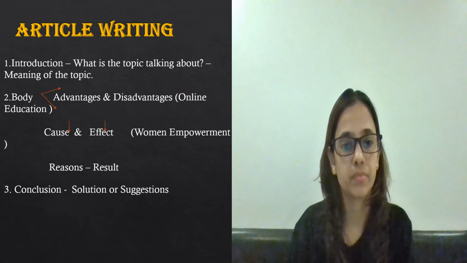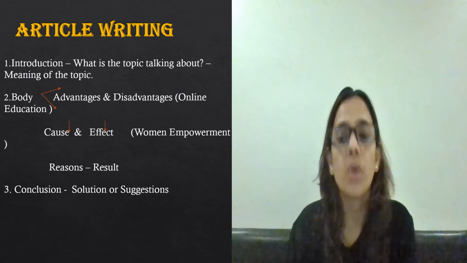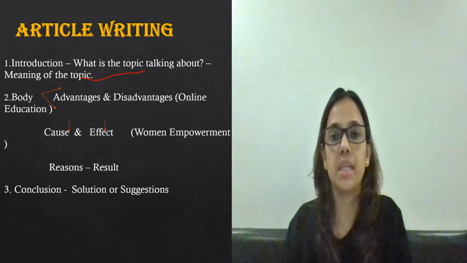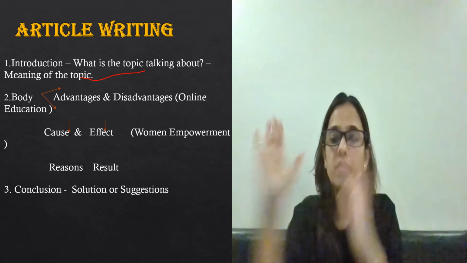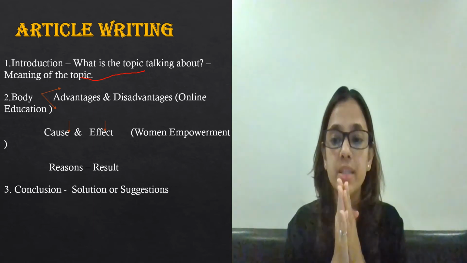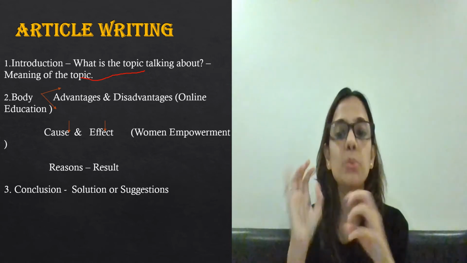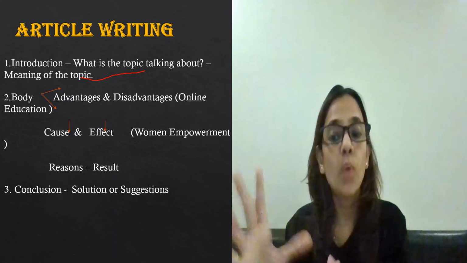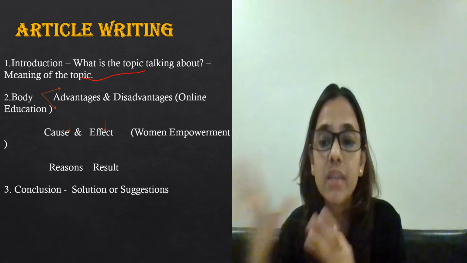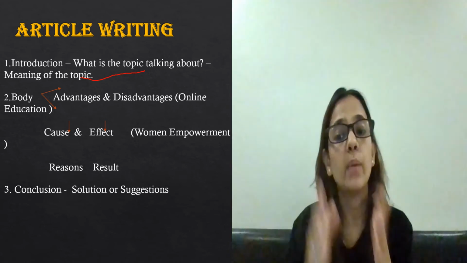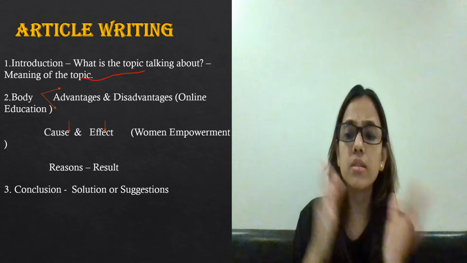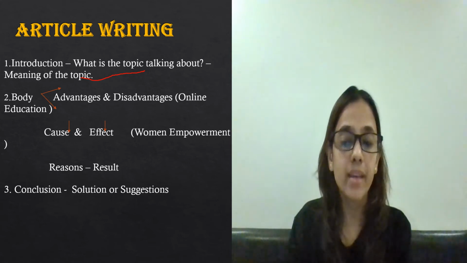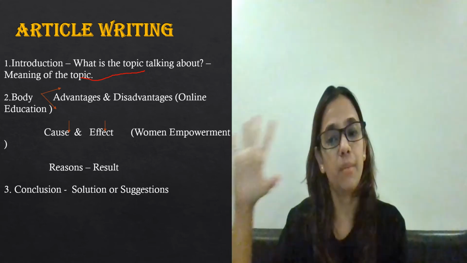Let's begin. Now, in the introduction part, what will you write? What the topic is talking about. In short, you will be explaining the meaning of the topic. Then in the body part, always understand, all of you, my viewers, I would request you all, as soon as you read the topic, the question of the article writing, you will understand which category it falls into, whether it falls into advantages or disadvantages, or whether it falls into cause or effect. Like for example, online education, which category does it fall into? There can be many advantages and there can be disadvantages as well.